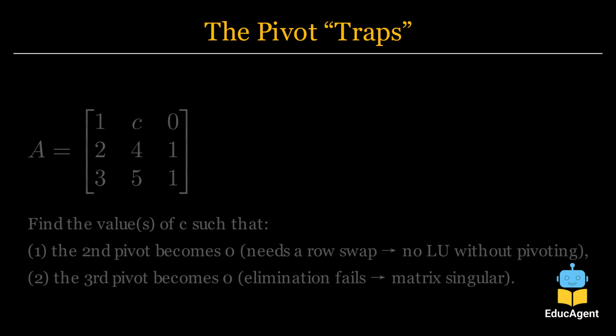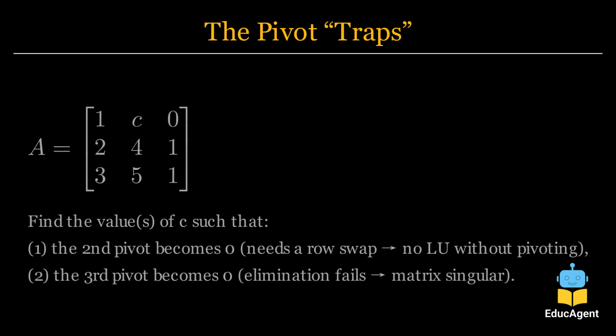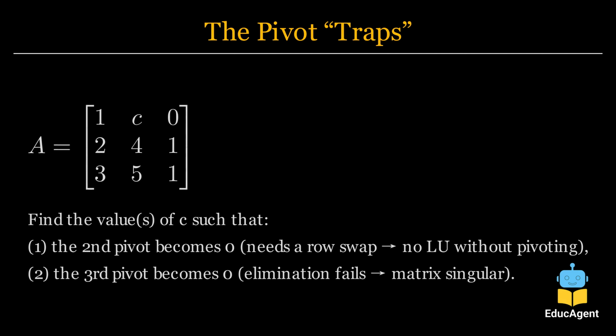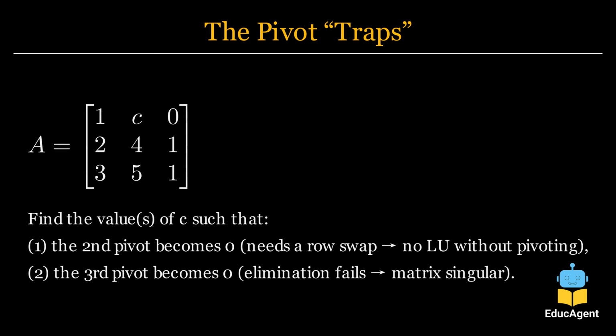Here's the problem we'll solve today. Find the values of C such that the second pivot becomes 0, and the values such that the third pivot becomes 0 for the given matrix A.